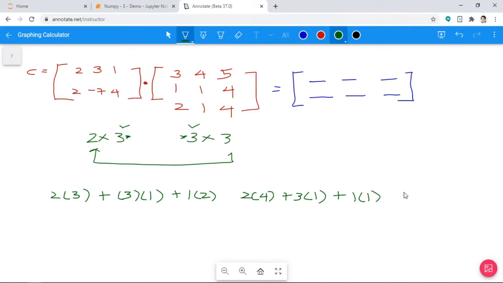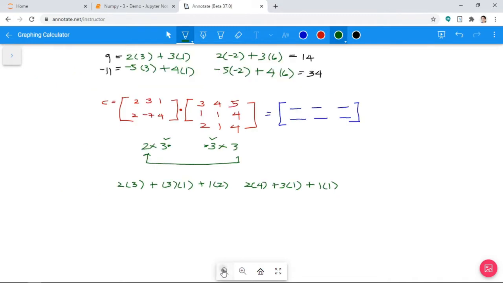Let me zoom out, zoom in, so that I will have more space. Next one we have 2 times 5. So 2 times 5 plus 3 times 4 plus 1 times 4.